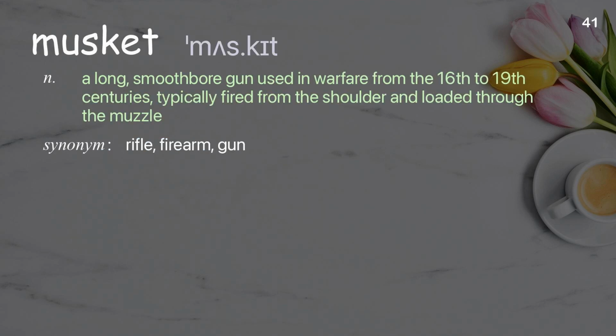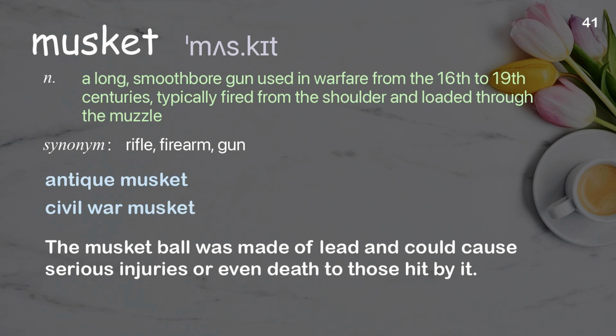Musket. A long, smoothbore gun used in warfare from the 16th to 19th centuries, typically fired from the shoulder and loaded through the muzzle. Examples: Antique musket. Civil War musket. The musket ball was made of lead and could cause serious injuries or even death to those hit by it.